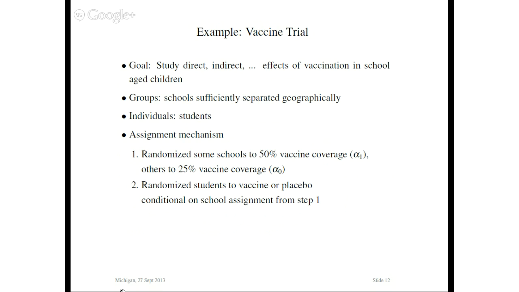And then we can use randomization-based inference from the observable data to draw inference about the causal effects that we define. So, for example, we might want to study the direct, indirect, so on effects of vaccination in school-aged children. So here the groups might be schools that are sufficiently separated geographically. The individuals might be students in those schools. Then at the first stage of randomization, we might randomize some of the schools to have 50% vaccine coverage, other schools to get 25% vaccine coverage, and then the second stage of randomization, we randomize students within those schools, and depending on what happened in the first stage, we either flip a coin that'll come up heads with probability 0.5 or with probability 0.25, depending on which allocation strategy their school was assigned.